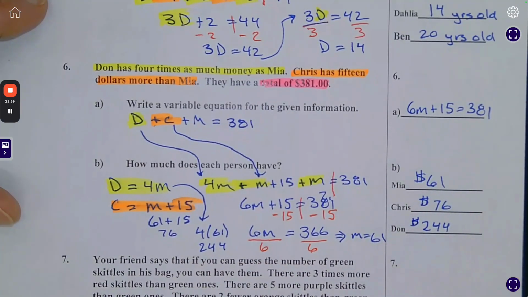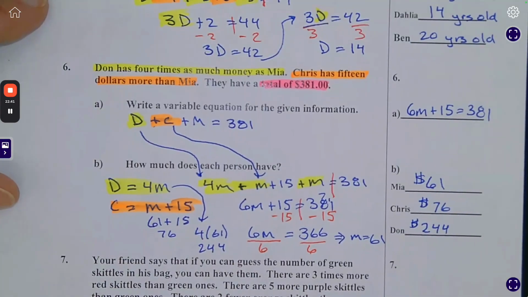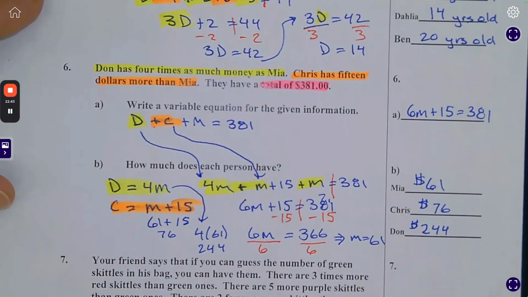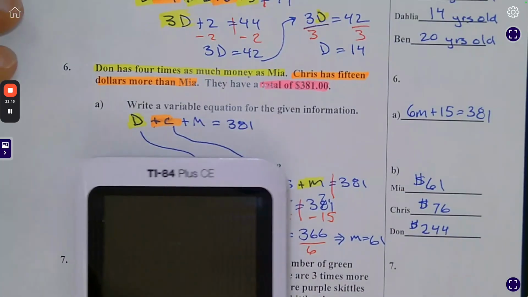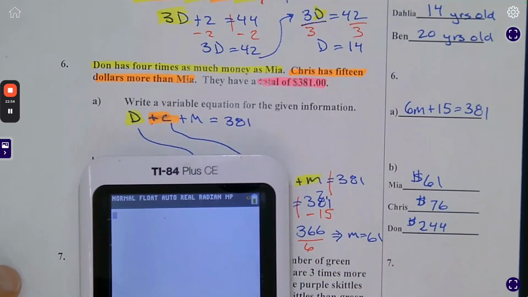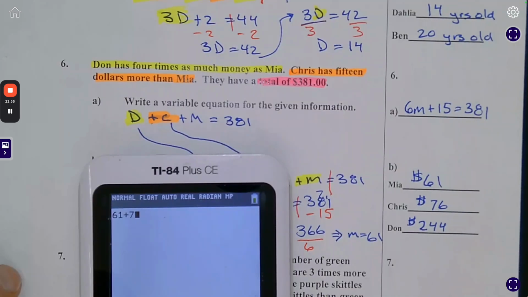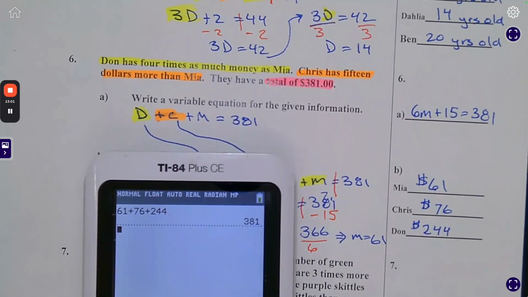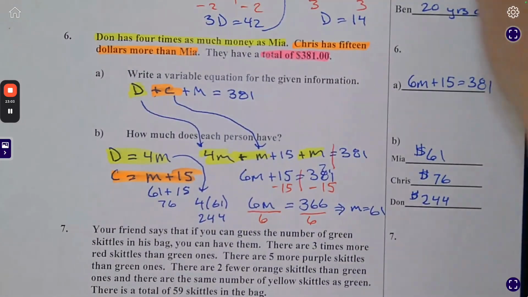That's right, 244. Okay, now I'm going to check to make sure I got this right. I'm going to add them up, and it should equal 381. Let's do it. I got 61 plus 76 plus 244. Hey, let's go. All right, one more problem to go.